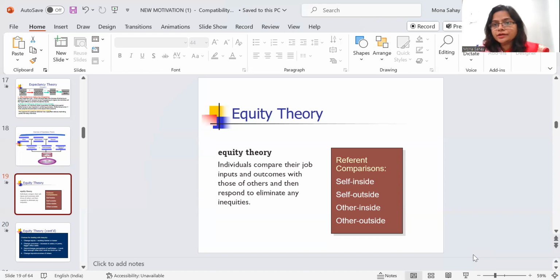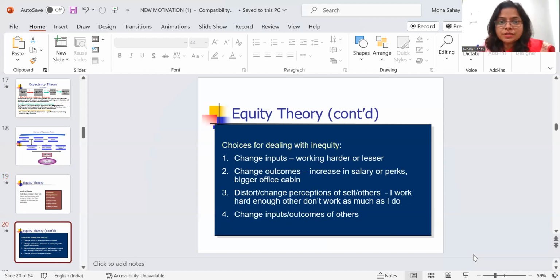And on the other hand, it also says that when a person feels that they are being overpaid, being paid more than their counterparts, than the people with whom they are comparing themselves, then they have a sense of gratitude, and also guilt, wherein they try to work more and give more to their jobs, and thus try to balance this.